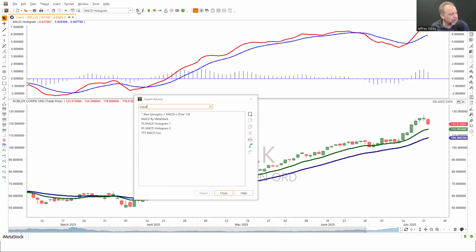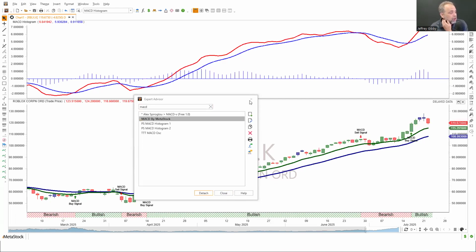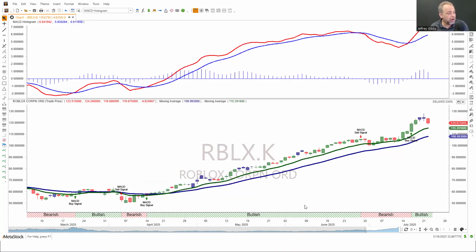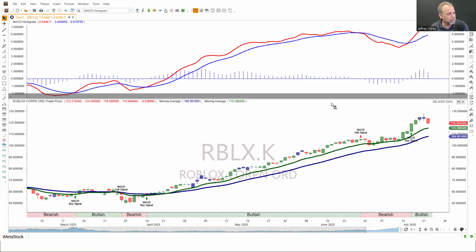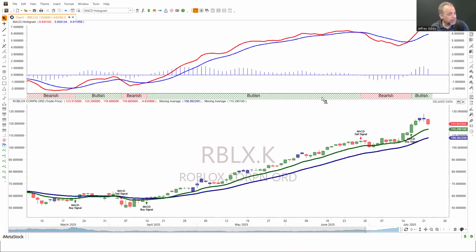I'm going to do MACD by Metastack. I'm going to attach that to the chart. We're going to go ahead and close this out. And you'll notice I said that when it's trading above its signal line that it's bullish. You can see right here that it's labeling that area of the chart bullish. When it crosses down below, it's labeling that as bearish. When it crosses up above it, it's labeling it as bullish.